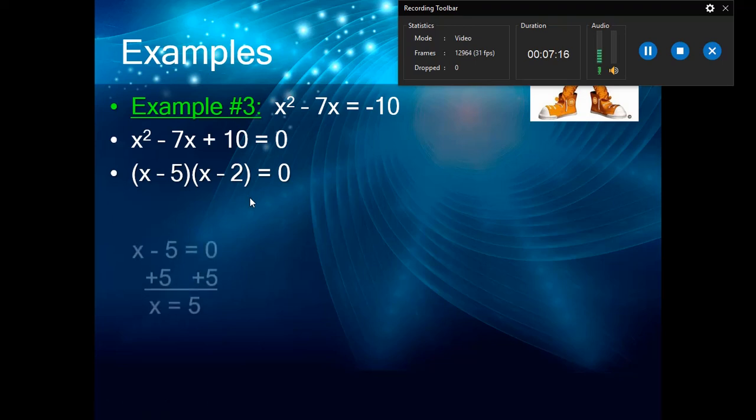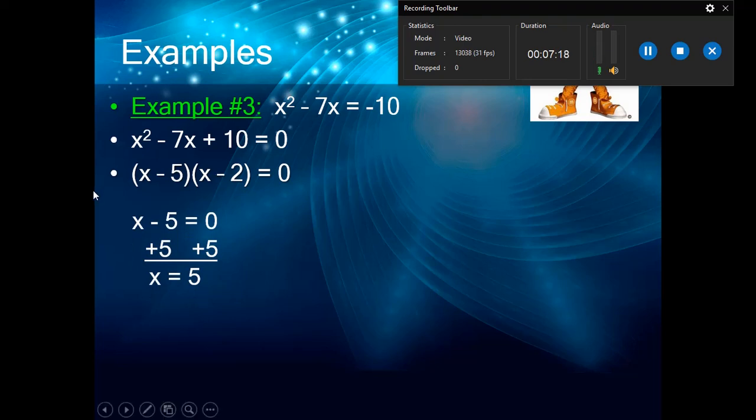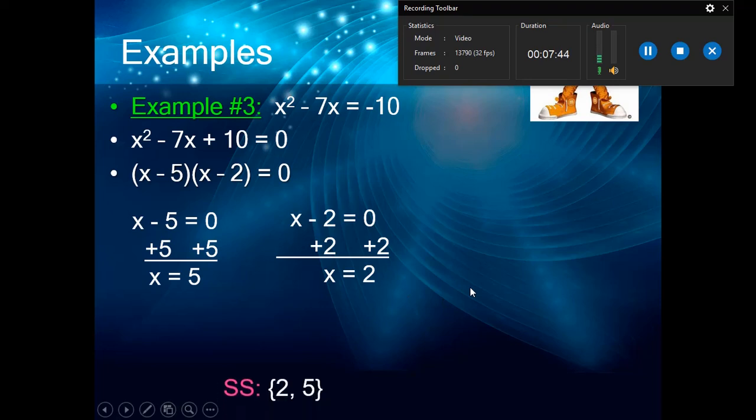And now I'm going to set each factor equal to 0. So we have a +5, and we also have a +2. I'm going to sub these into the original. So 5 squared is 25, -35 is -10, and that does check. When I sub in 2, I have 4, -14, and that's also -10, so that checks as well. And my solution set is both 2 and 5. These represent places when we see the graph where we're going to have zeros on our graph.